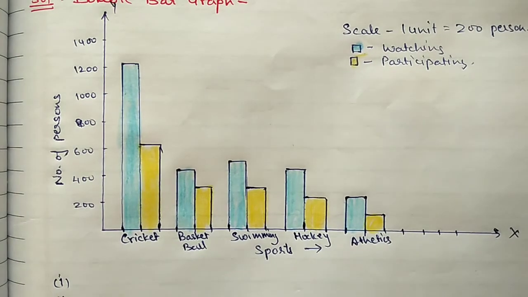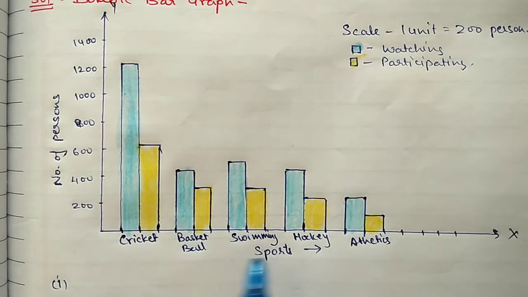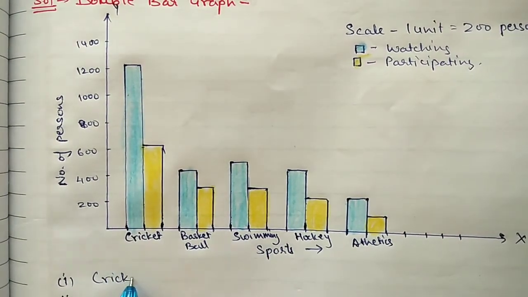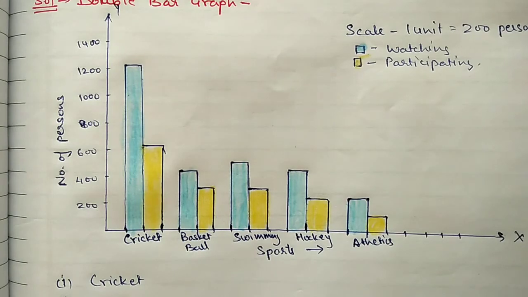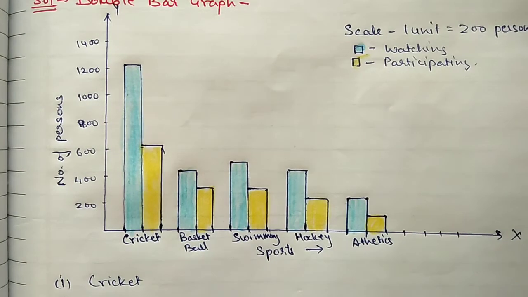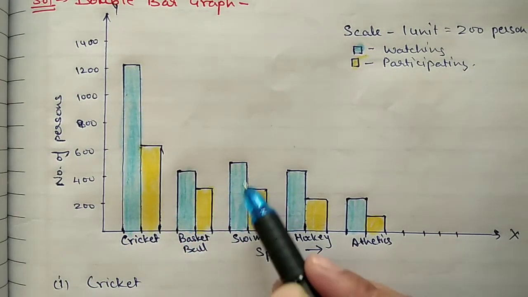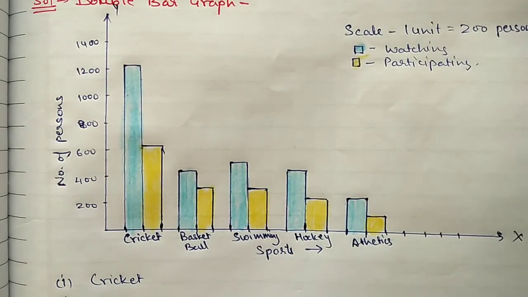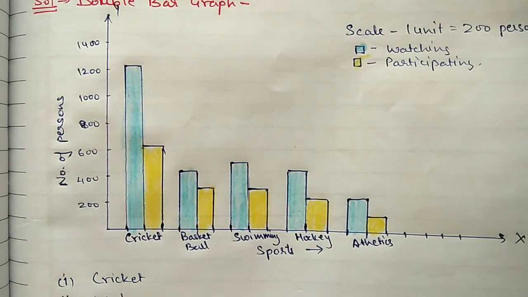Now we have to answer the question, which sport is most popular. So you can see here which is the most popular. Cricket is the most popular sport here. Second, which is more preferred, watching or participating. So watching graph is this blue color. You can see everywhere it is higher. So watching is more preferred than participating.